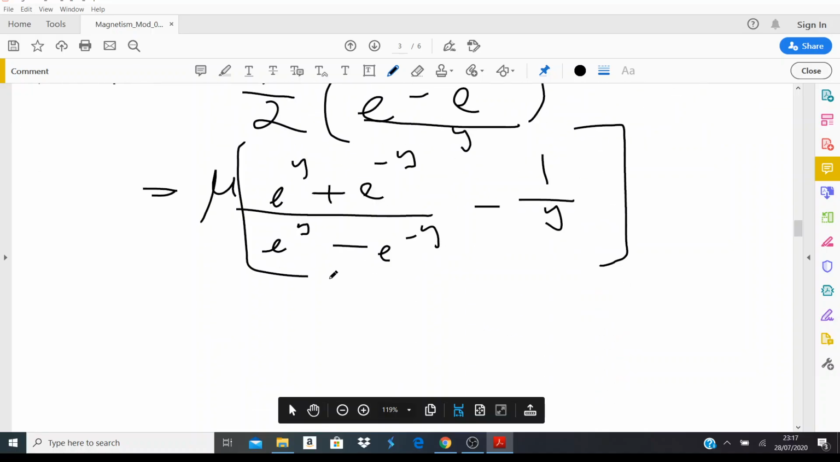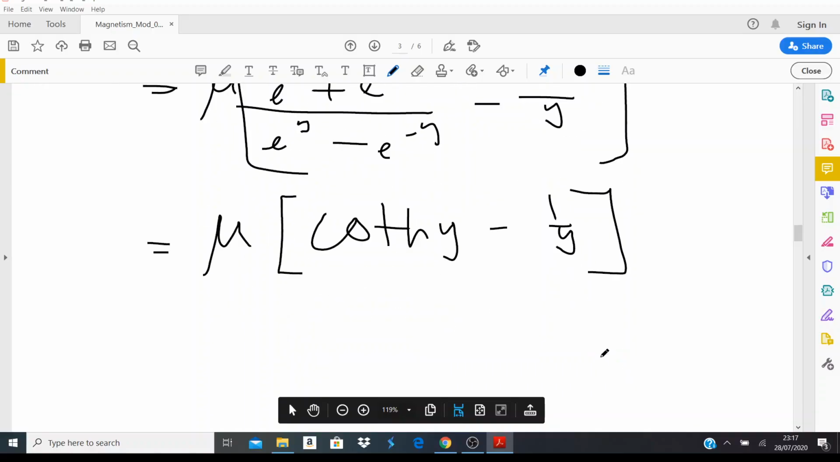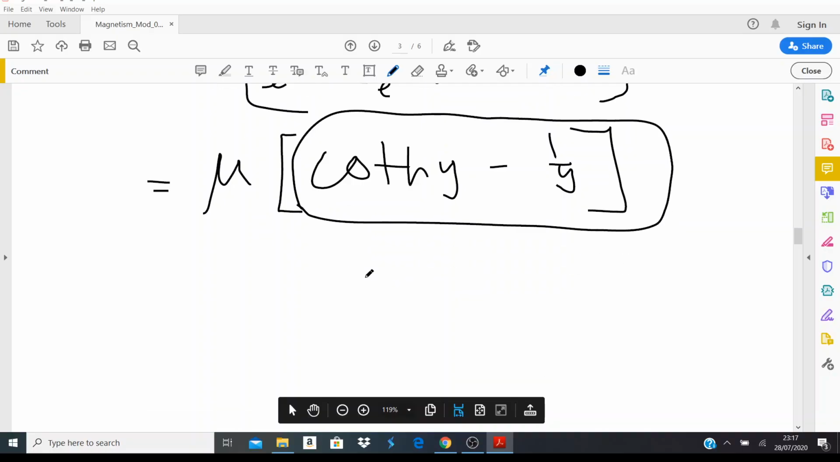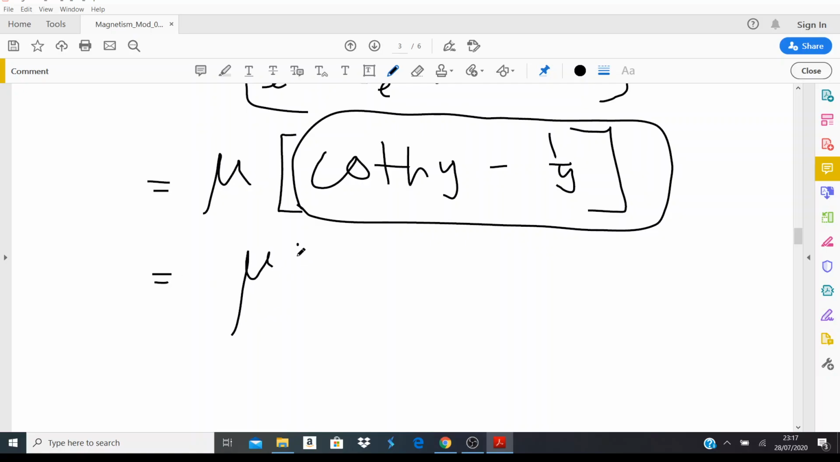And if you remember from your trigonometric expressions, this can be written as coth, hyperbolic cotangent, right? So mu times coth y minus 1 by y. And this function, coth y minus 1 by y, is famously known as the Langevin function, right? You will see in the textbook, people write it like L of y. What is L? L is the Langevin function. So that's our Langevin function.